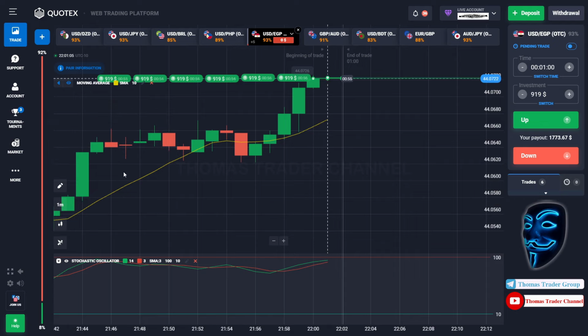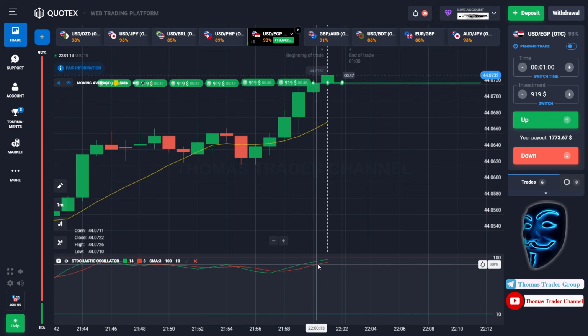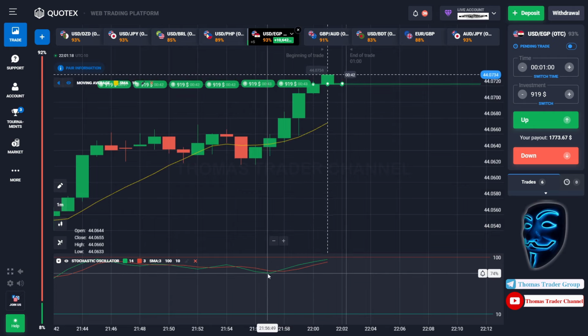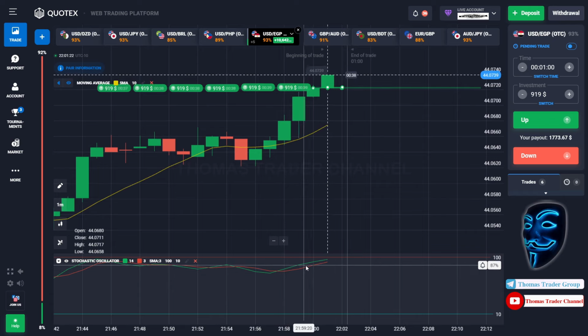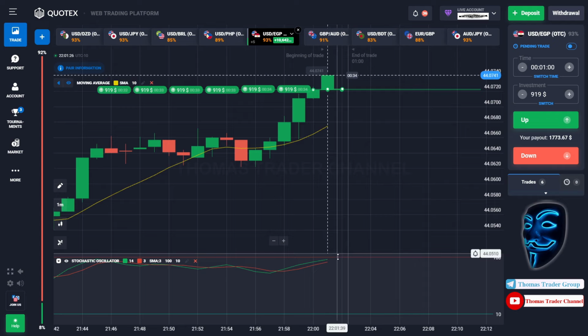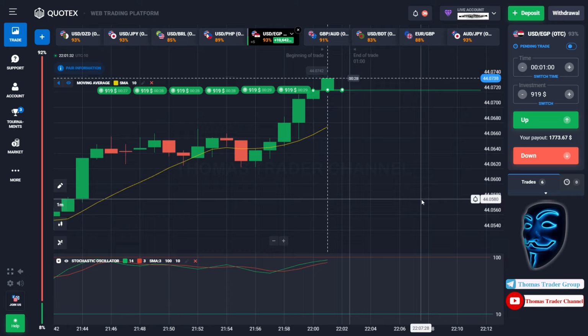As you can see, the market is going bullish, and the stochastic oscillator is also facing bullish trend. I'm sure that the market will still continue the bullish trend, and it will find the overbought area over here before it makes a rebound. Let's prove it and let's wait till the end of our trade.